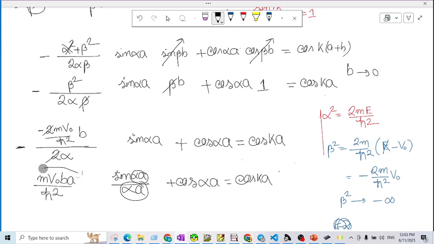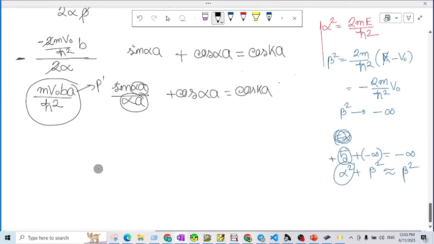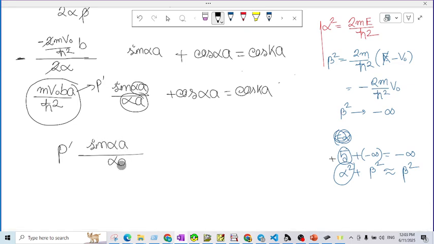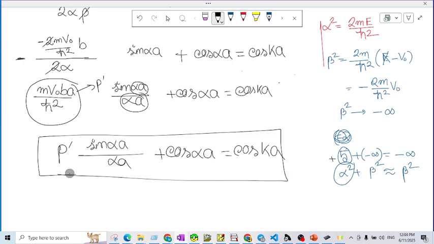Now if I write this term equal to P prime according to Neamen's book, Semiconductor Physics and Devices, Donald Neamen, I will get P prime sine alpha a divided by alpha a plus cos alpha a is equal to cos ka, right? So this is my condition, so don't be lost.